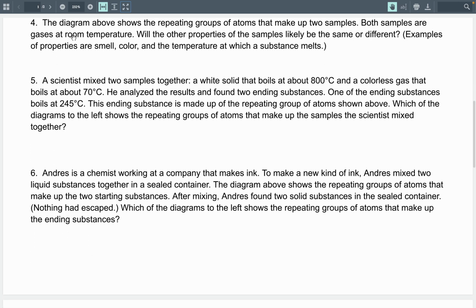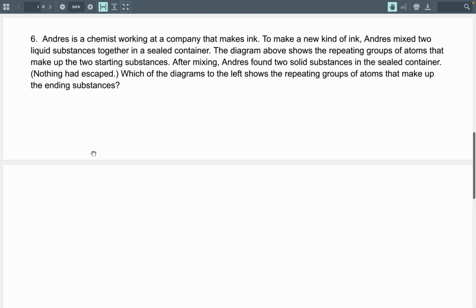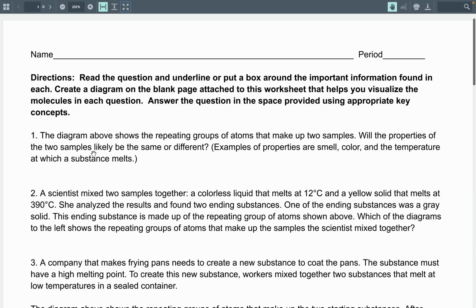And then I'm going to encourage you to do 4, 5, and 6 on your own. So the directions say read the question and underline or put a box around the important information found in each question. And then you've got a second page that's just a blank document, just a blank page. And I was able to access my notes on my board or on my TV screen, whatever, on that Mimeo. And so I help the kids make notes, and or draw a picture of the diagram, and you'll understand when you start to read this. And then based on that, we're going to answer the question in the space provided.